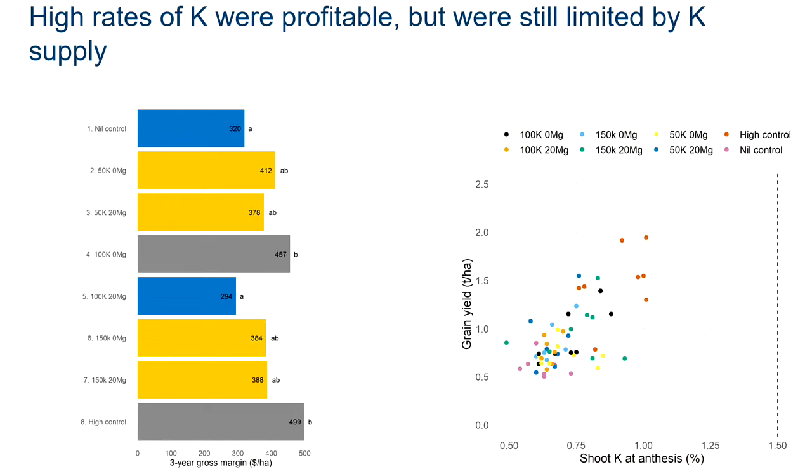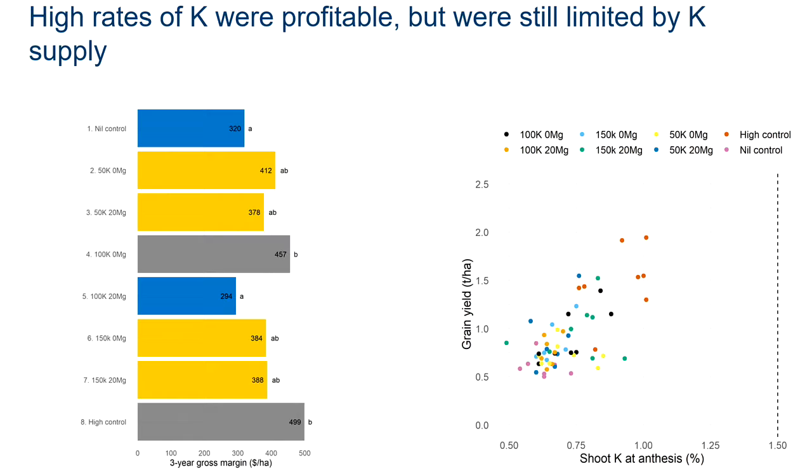When we look at the net margin over the 3 years, remembering that the high control had the 150 of K plus 2 applications of 40, it was the highest net margin over the 3-year period. The same, not different to 100 kilos of K, so big applications of K. They were higher than the untreated control, and then we have these sort of weaker signals for the rates in between.